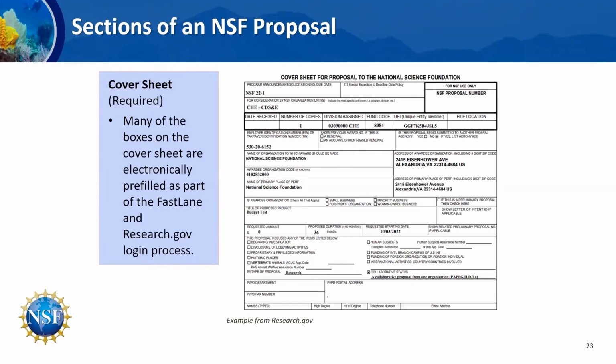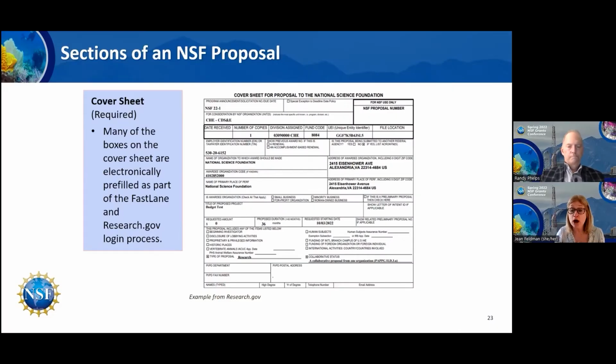There is a whole section on this slide that has a bunch of checkboxes on it. And those help the foundation understand some of the nuances that may be included in a given proposal, whether there are vertebrate animals, whether there are human subjects, historic places, et cetera. So it's very important that you take those boxes seriously because there are implications for each of the boxes in terms of how the foundation may process that proposal. So I did want to make folks aware that all of those are on there and they all do have a meaning to us at NSF.